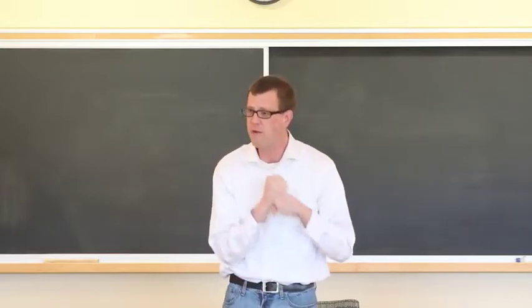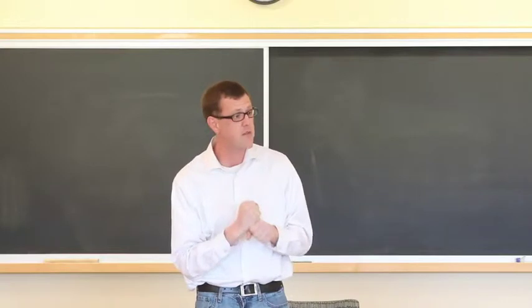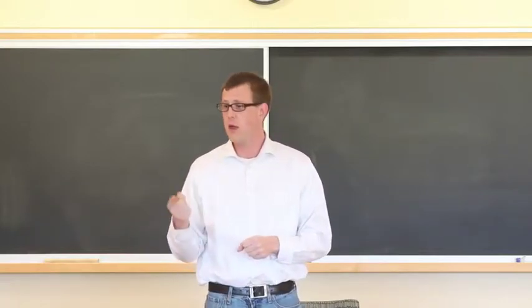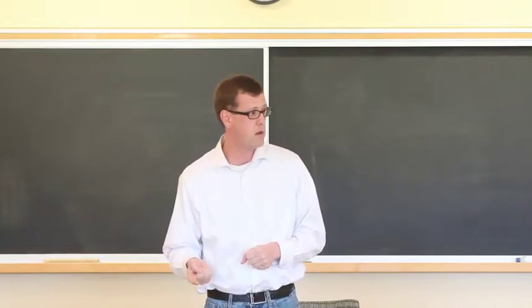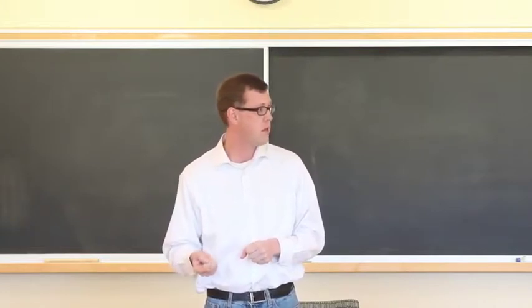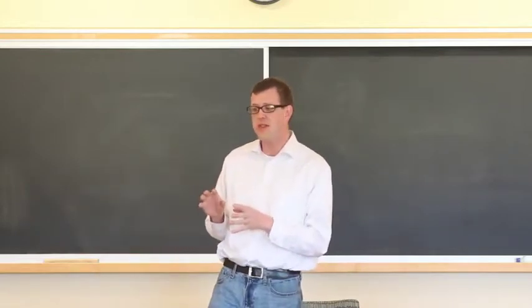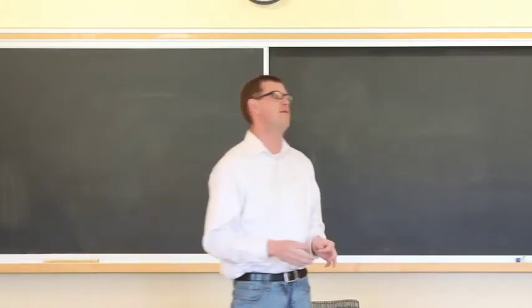So a confounding variable is an extraneous variable that is correlated with the independent variable. If there's an extraneous variable that is correlated with the independent variable, you have a confound.